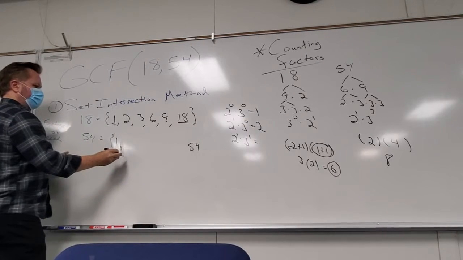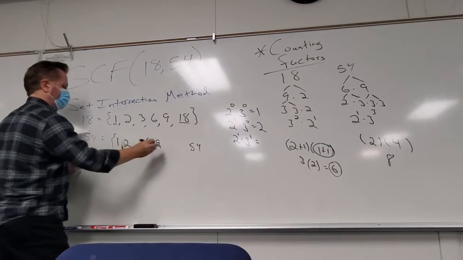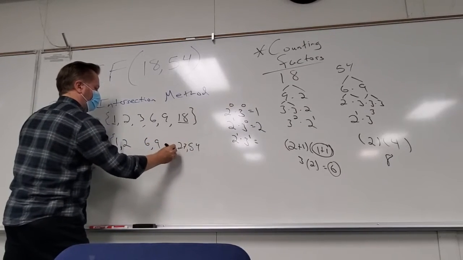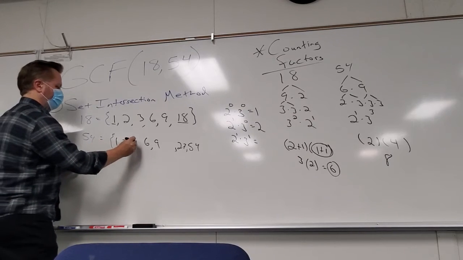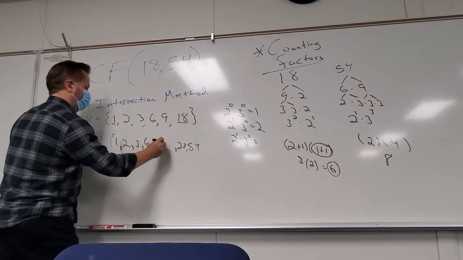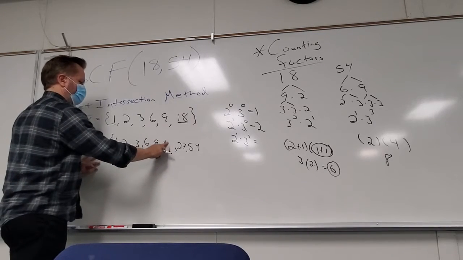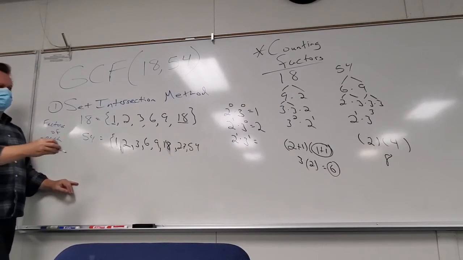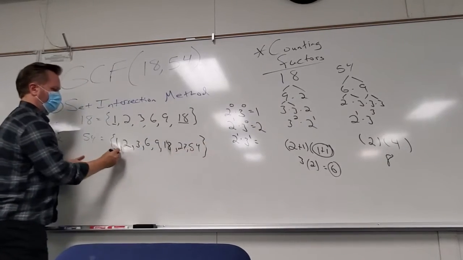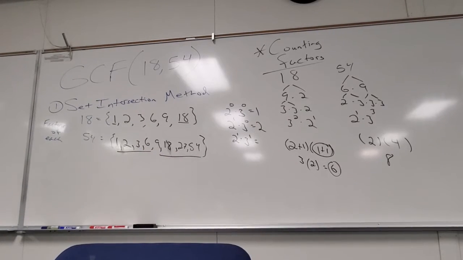9 and 6. 9 and 6. I like it. 2 and 27. 2 and 27. I like it. It was even, so I know 2 goes in. And 3 and 18. I forgot what number it was. Do we have all of them? 1, 2, 3, 4, 5, 6, 7, 8. Yes. Okay, I like it.